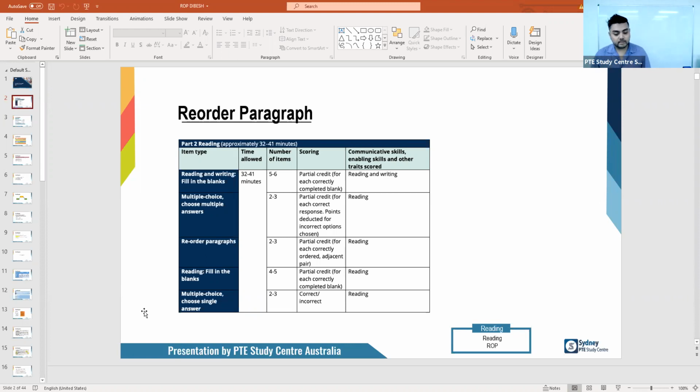There is another item type called reading fill in the blanks, also called drag and drop. It will only contribute score towards your reading section. And there is another called the MCQ single answer, in which you will get 2 to 3 questions, and it will only contribute score towards your reading section. Those are the item types that fall under the category of reading. Within 32 to 41 minutes, you will have to finish all those item types and move ahead to your third part. Before starting it, you will get a 10-minute optional break. After that break, you can start your listening section.